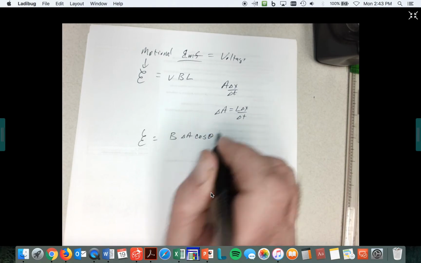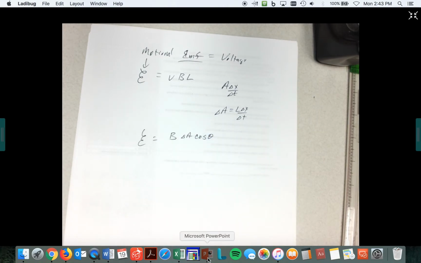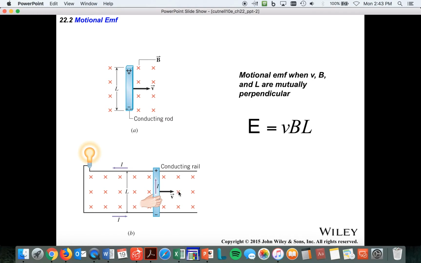Now notice, when we look at this picture, the magnetic field going in is parallel to the normal of this coil. Where's the coil? I'll show you. Here's the coil right here. It's this wire right here that's changing in area. The coil is changing in area. So that's how that works.